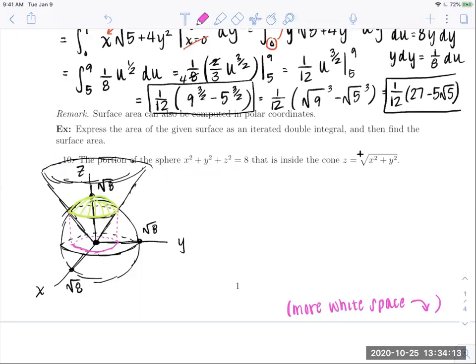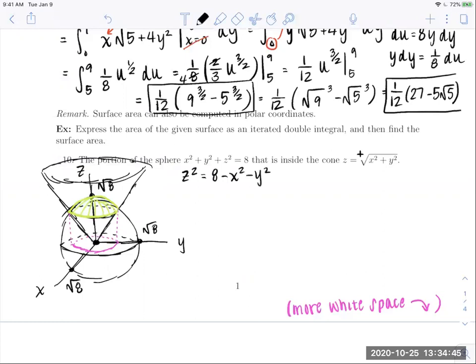So that's our next step, to find out what is that line of intersection between the cone and the sphere, so that we know what our region of integration is going to be. Whenever we're looking for intersections of curves or surfaces or anything of that nature, what we want to do is eliminate a variable. So I'm going to take the sphere and solve for z. So z squared is 8 minus x squared minus y squared.